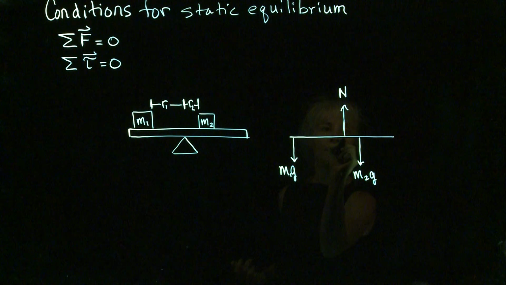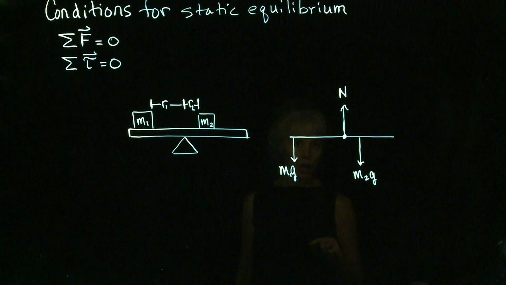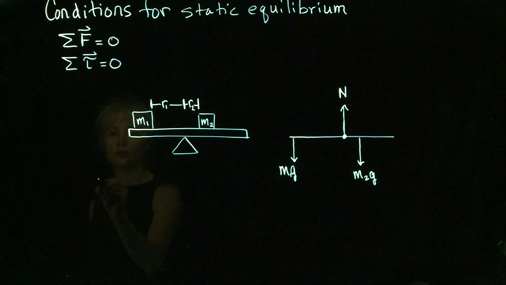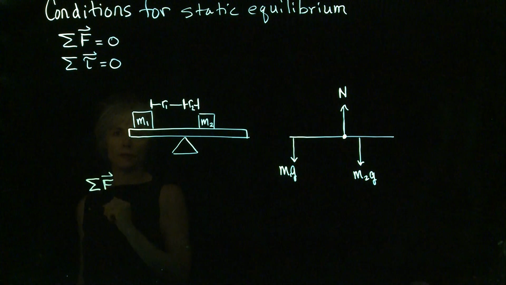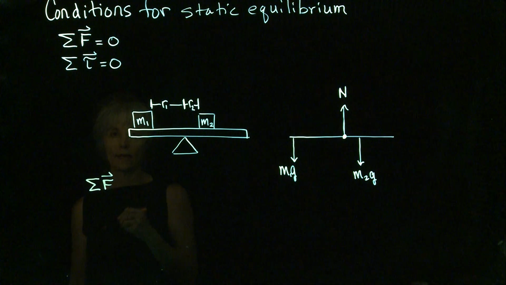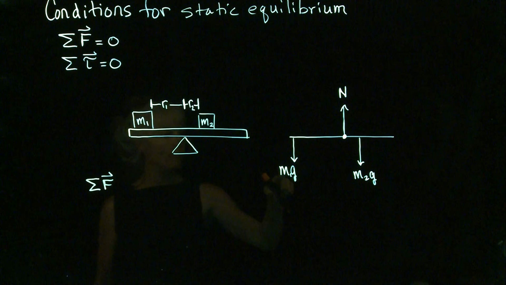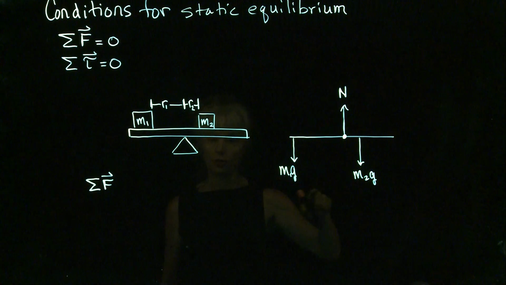And now if I wanted to find out whether the board is in static equilibrium or not, then I would apply these equations. How do I apply them? Well, let's first of all look at the one that we are used to since chapter 4, and that is the sum of the forces. So let's sum all the forces up. What forces do we have? Well, we have the normal force, and then we have these two forces of gravity.